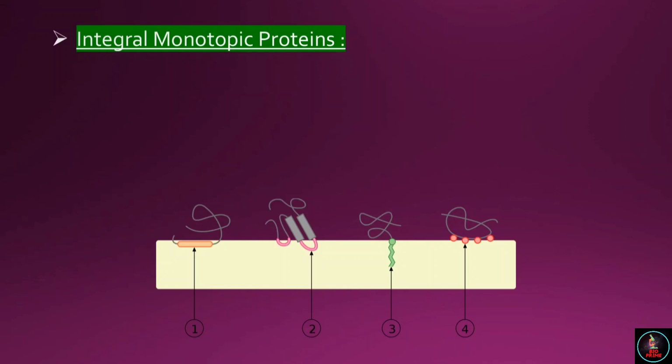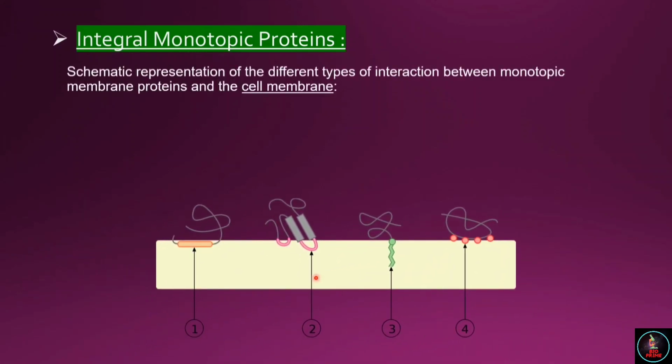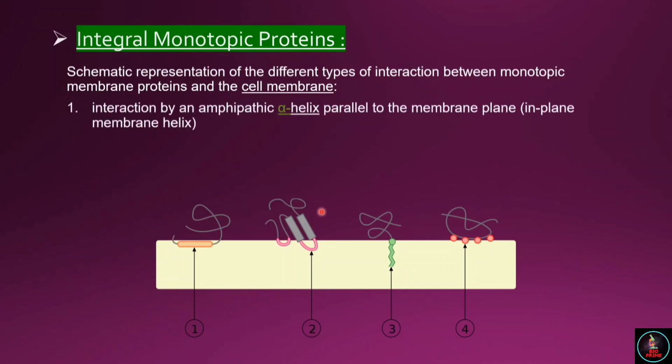Now the main group of the integral membrane proteins is the integral monotopic proteins. There are 4 integral monotopic protein types. This is the schematic representation of the different types of integral monotopic proteins in the cell membrane. This is the first type, number 1. It interacts by an amphipathic alpha helix parallel to the membrane plane.